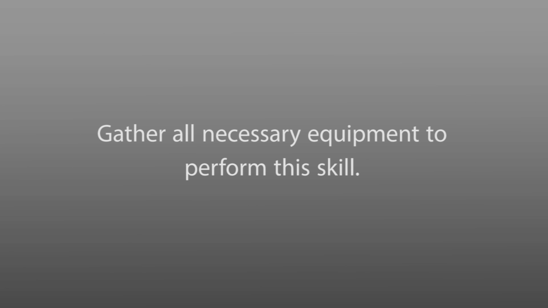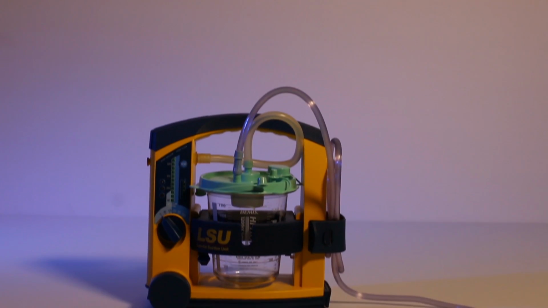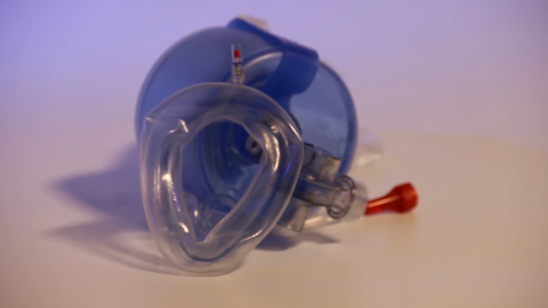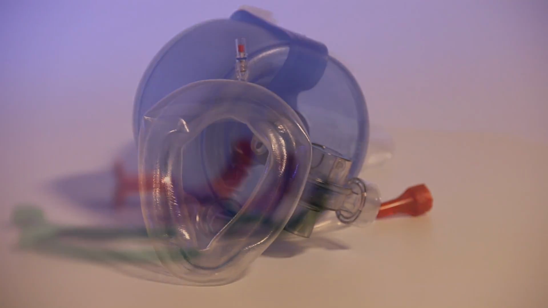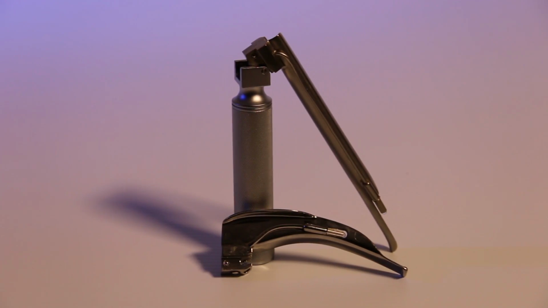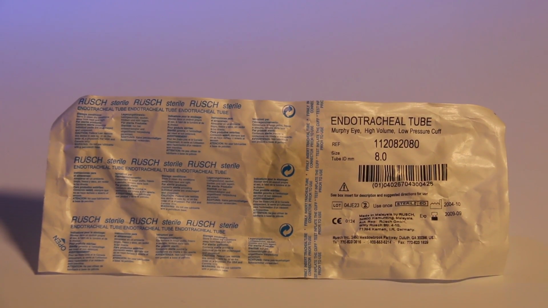Gather all necessary equipment to perform this skill. Equipment should include oxygen, suction device with appropriate catheters, BVM with mask and reservoir, airway adjuncts, laryngoscope handle and blade, ET tube with stylet in place. Stylet is not to exceed beyond Murphy-I.